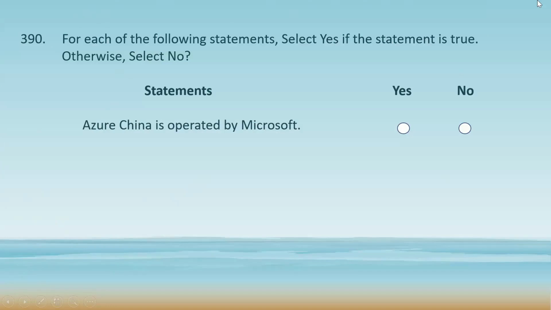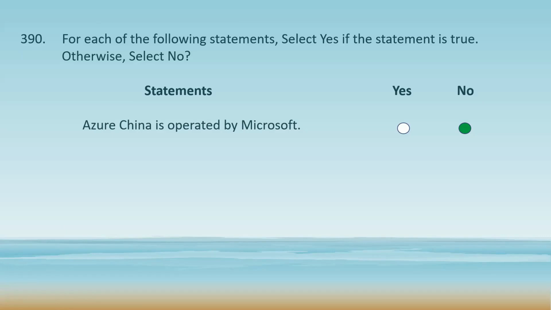Question number 390. Again, we are going to go through a series of statements. And the first statement is Azure China is operated by Microsoft. This statement is incorrect. Azure China is operated by a partner company named as 21 Vianet. It is a physically separated instance of cloud services located in China.